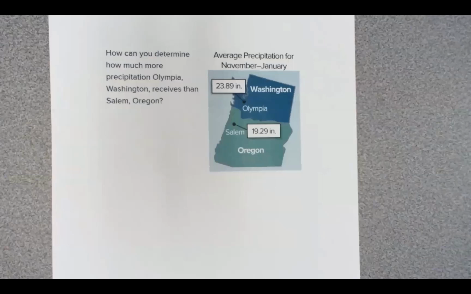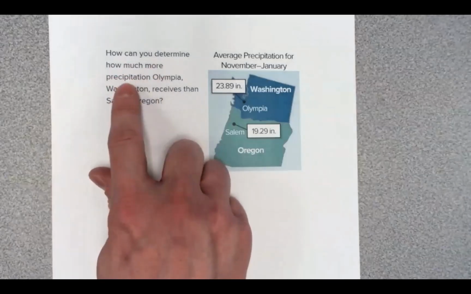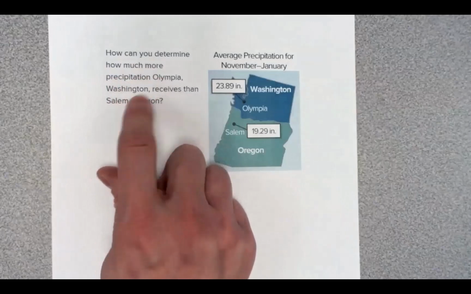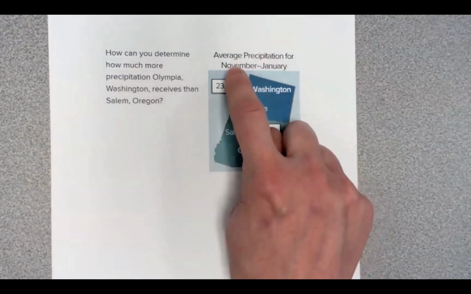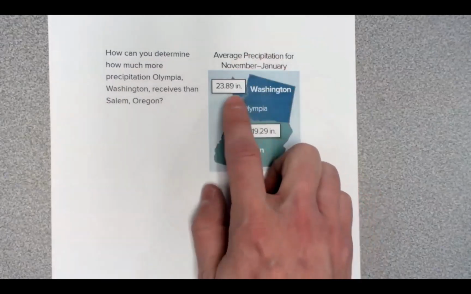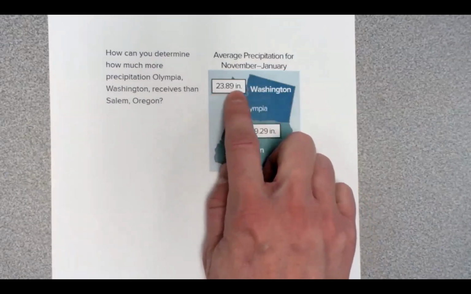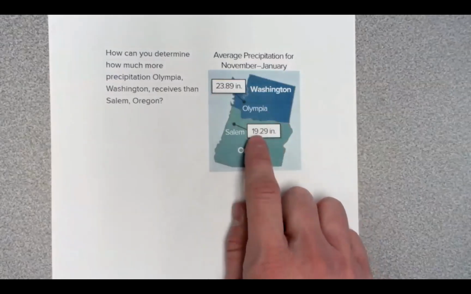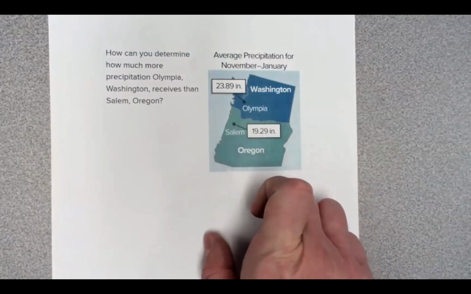Our last IOA in this unit is 4D, solving authentic problems involving addition and subtraction of decimal numbers to the hundredths place using a variety of strategies. So let's take a look at this problem. How can you determine how much more precipitation Olympia, Washington receives than Salem, Oregon? So I need to look at my infographic here. Average precipitation for November through January. I can see in Olympia, Washington, 23 and 89 hundredths inches, and in Salem, Oregon, 19 and 29 hundredths inches of rain or precipitation from November through January.